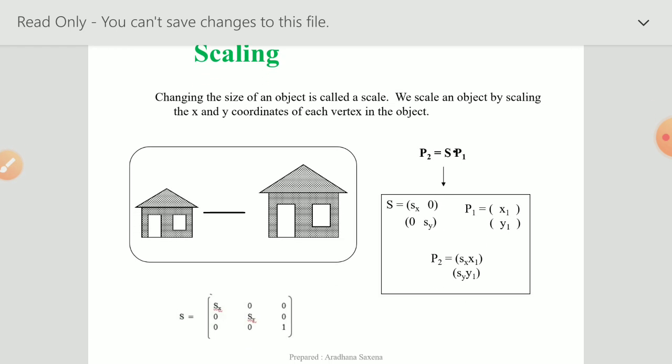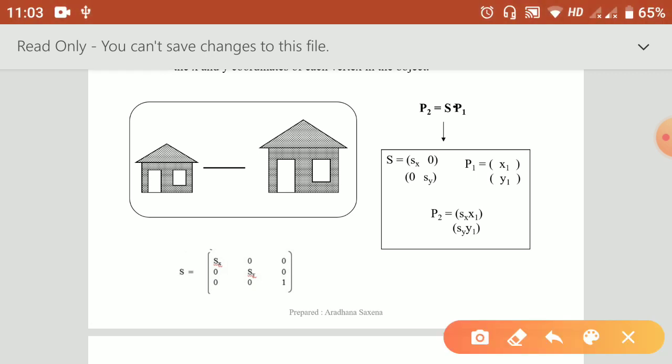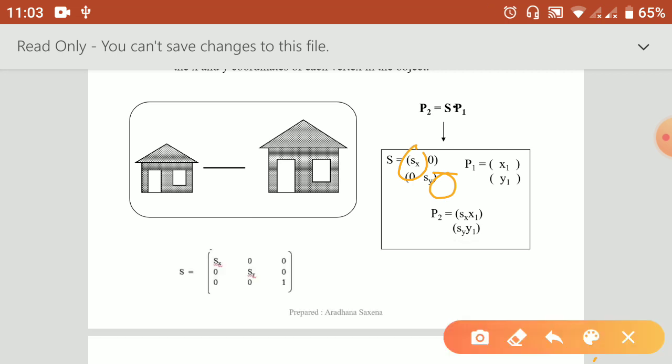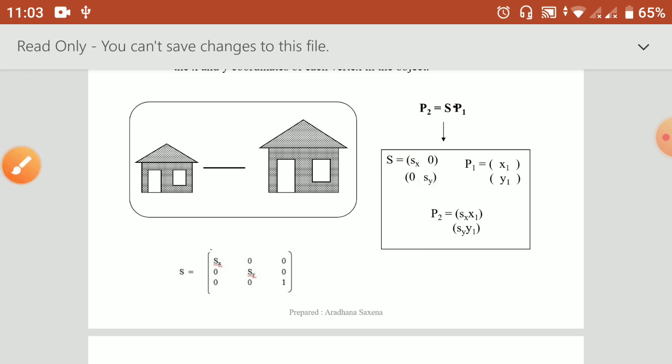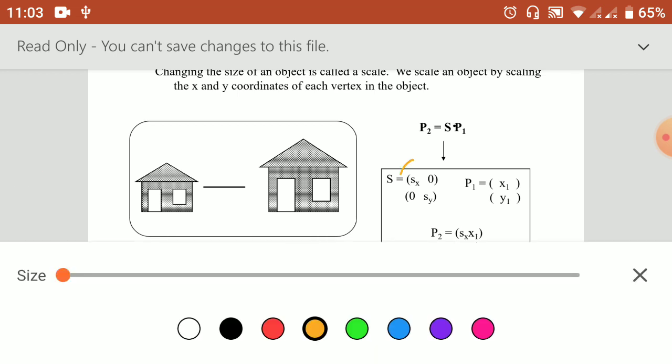Scaling means changing the size of an object. It may be an increase in size or a decrease in size. So this default matrix is for an increase in size. Here sx and sy are the scaling factors in the x direction and y direction. If the size of the object is decreasing, not increasing, then we will use the terms 1 upon del x and 1 upon del y instead of del x and del y.